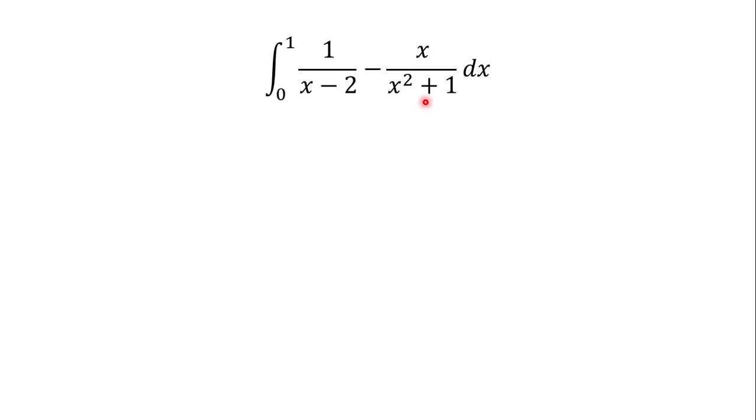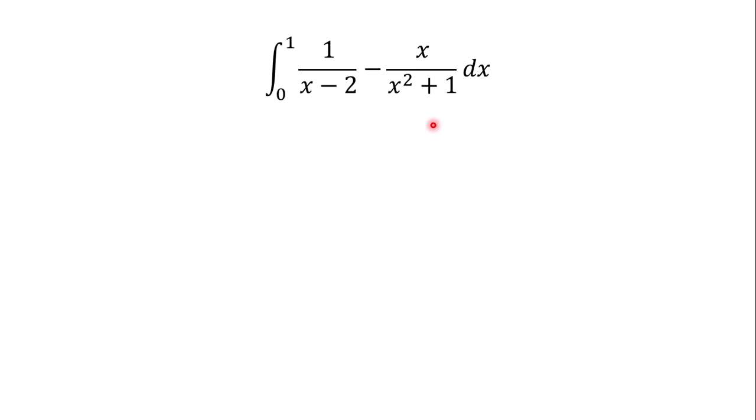Maybe u full stop. Let me say something like that, so that it will be different from this one. So when you come here, you're going to get 1 over 2 natural log absolute value of what, u full stop. What is u full stop? U full stop is what, x squared plus 1.